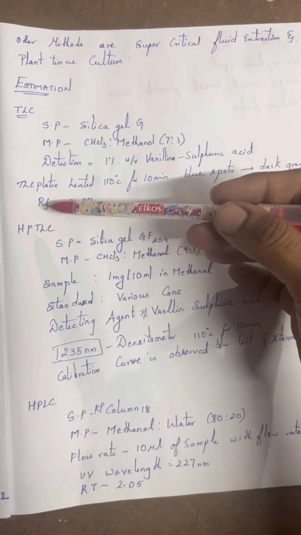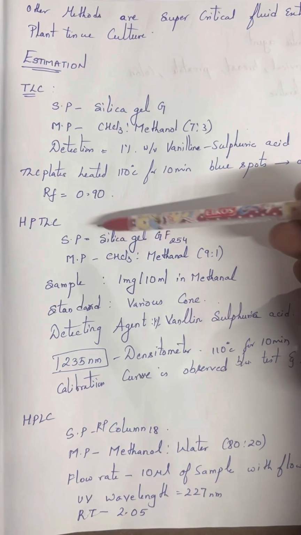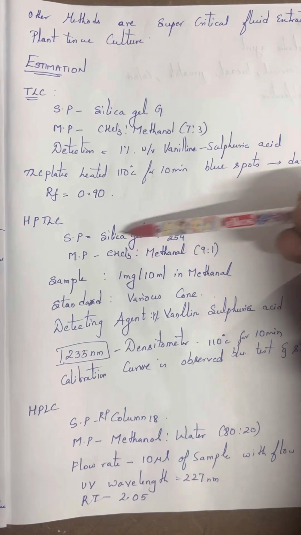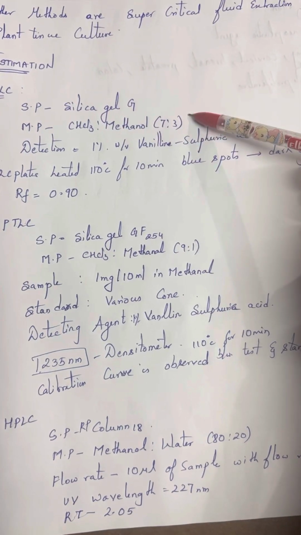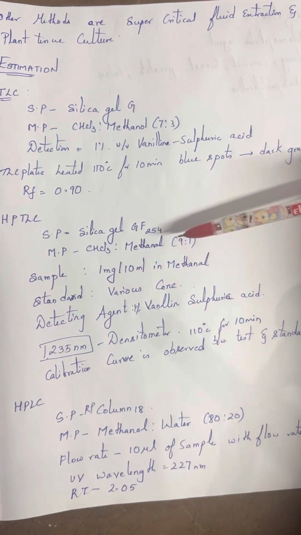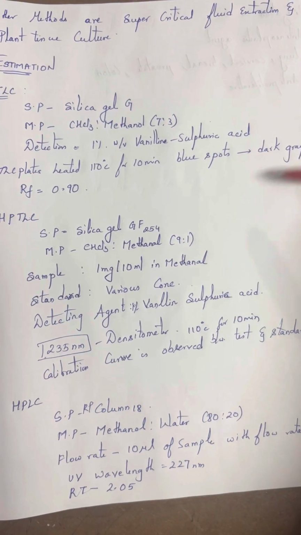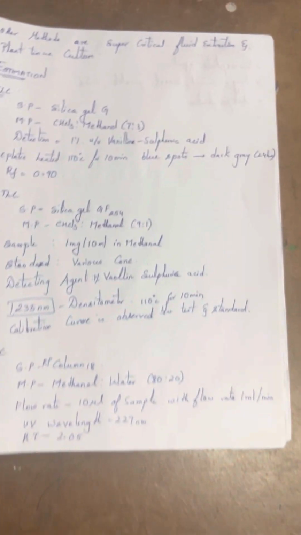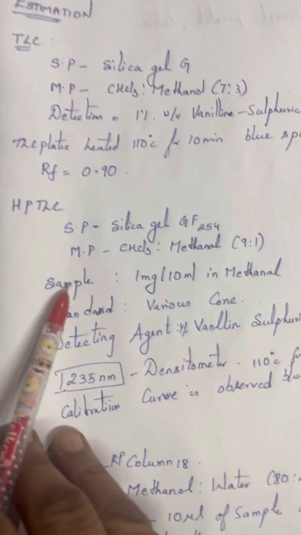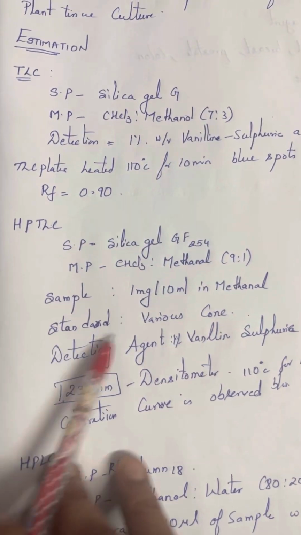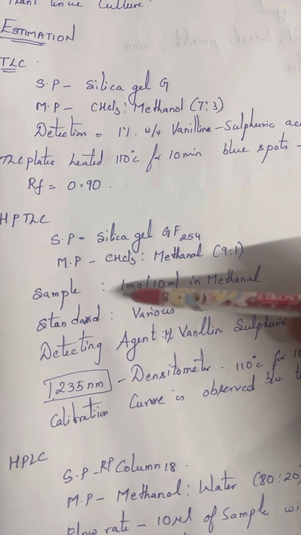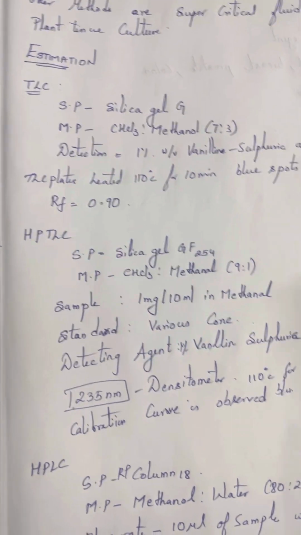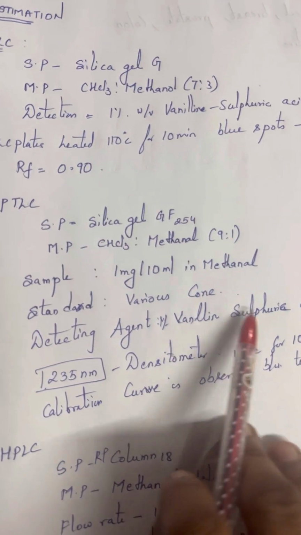Next is HPTLC. When we go for HPTLC, the stationary phase is silica gel GF254. The mobile phase is chloroform to methanol, same as this, but there it was 7:3, here it is 9:1. The sample is 1 mg per 10 ml in methanol. This is how we prepare the sample. And for the standard, you can go with various concentrations, starting from 1 μg up to 1 mg. The detecting agent is vanillin sulfuric acid.